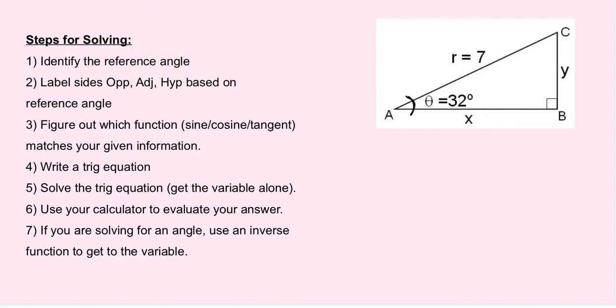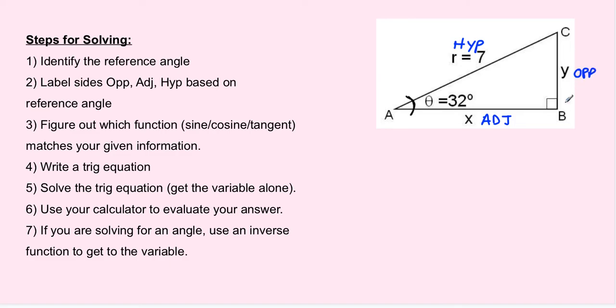From here, we now want to label the three sides of the triangle with the labels opposite, adjacent, and hypotenuse, based off of the angle that we're referring to, which is A. The hypotenuse is always the side across from the 90, so that'll be this side over here. And this x right here is the adjacent because it is next to the angle A. And this side over here is across from angle A, so this would be opposite.